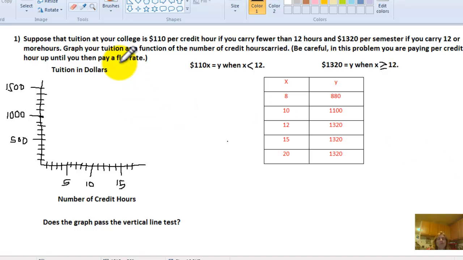Alright, this is problem 1 from test review number 3. I thought I should go over this because a few people had it right and some people weren't quite getting the last part of it.